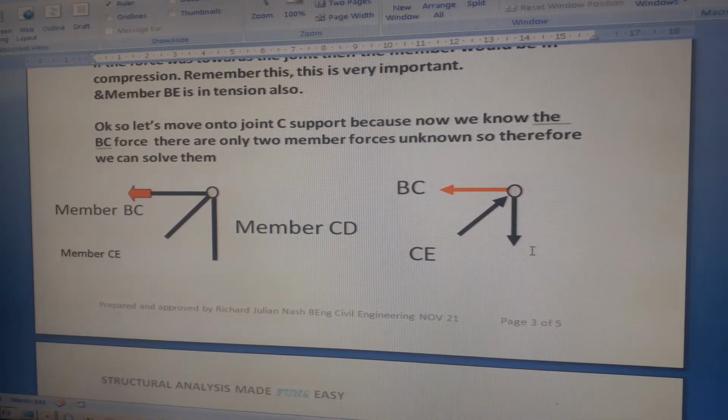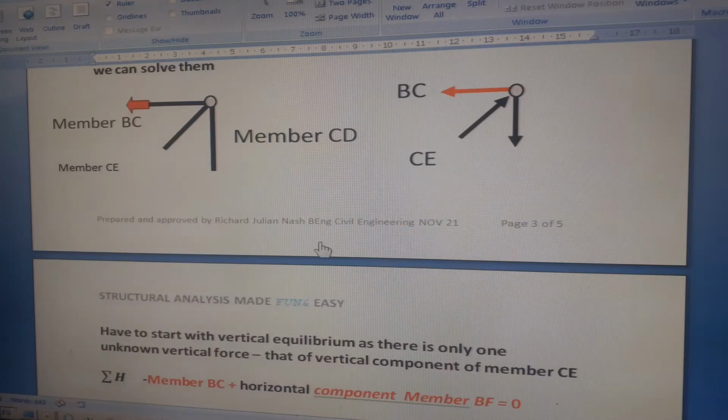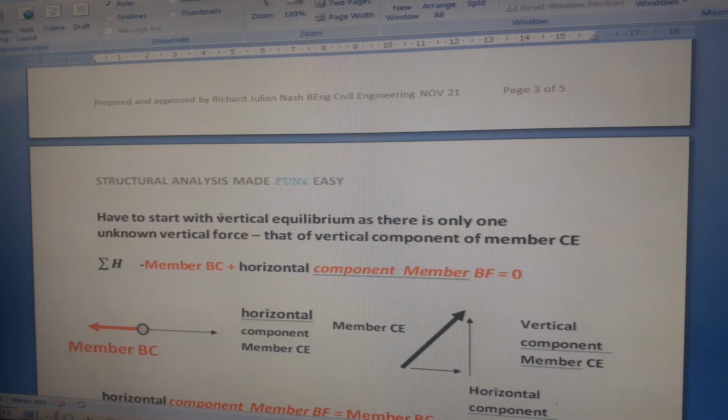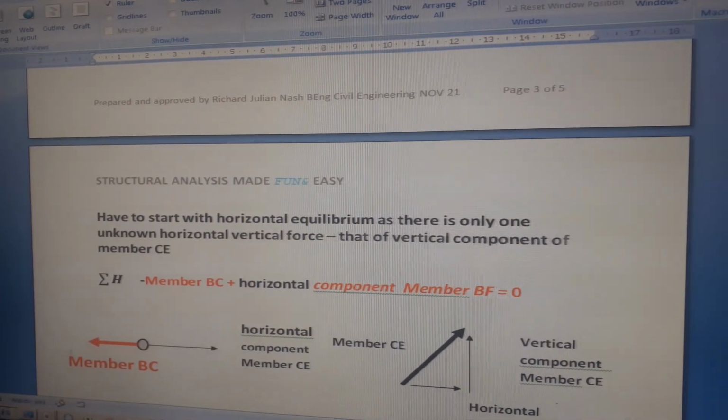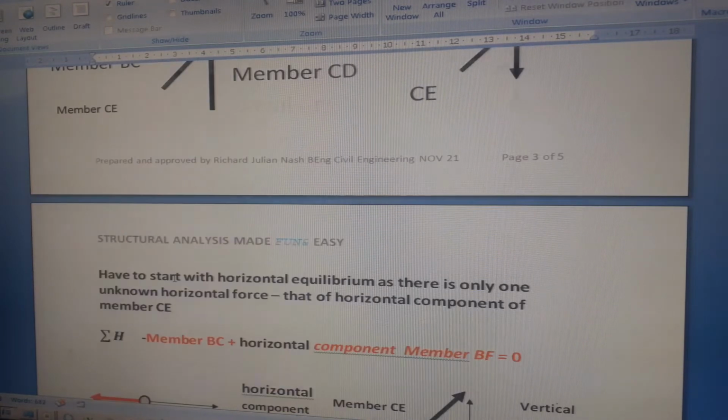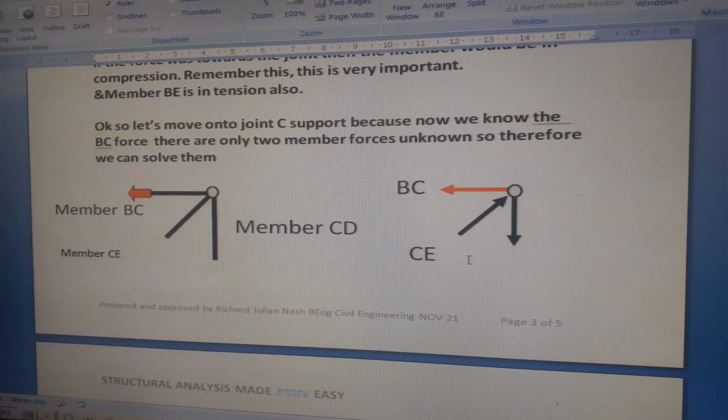That one could go either way, but we started off because we know what BC is, and that's away from the joint. So we have to start with vertical equilibrium. Actually, sorry, that is wrong. We have to start with horizontal equilibrium, because there is only one unknown horizontal force. So we know what BC is, and we've got to find the horizontal component of CE.